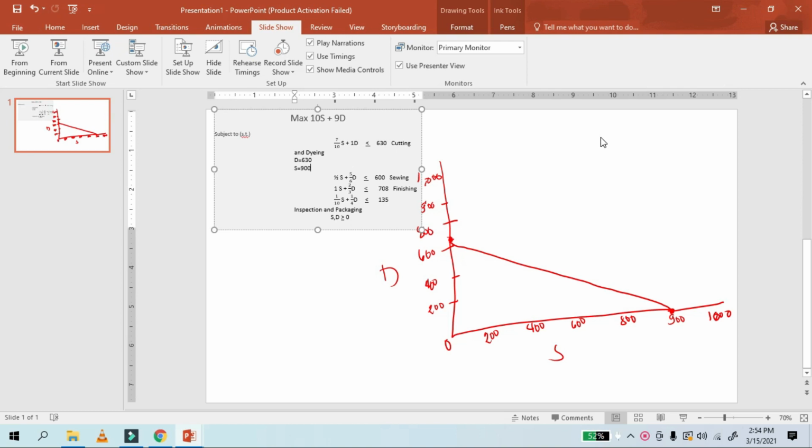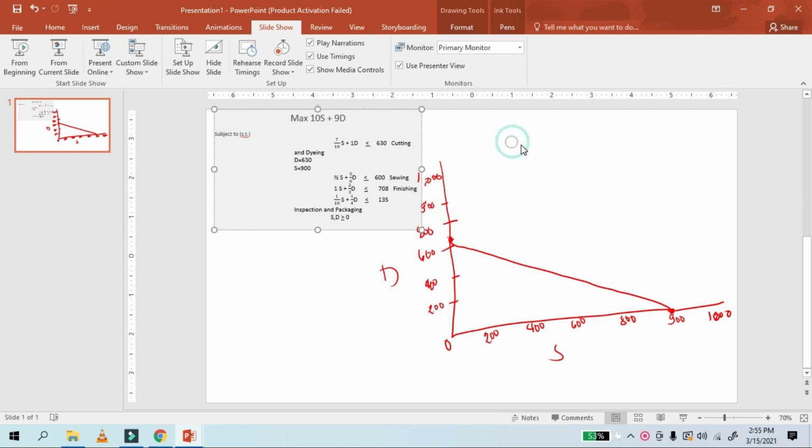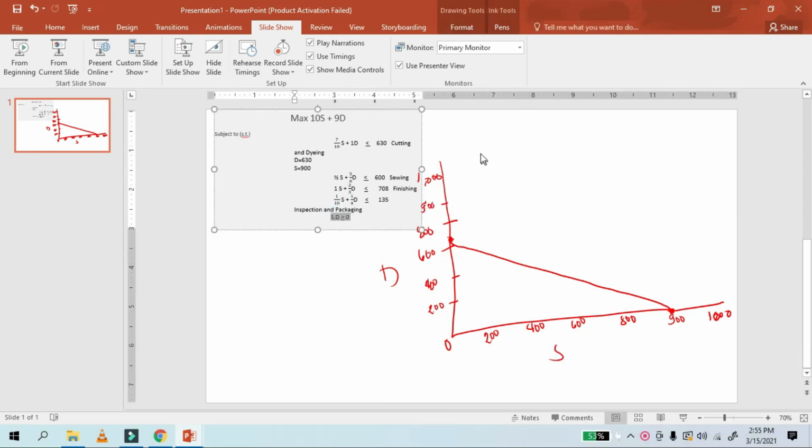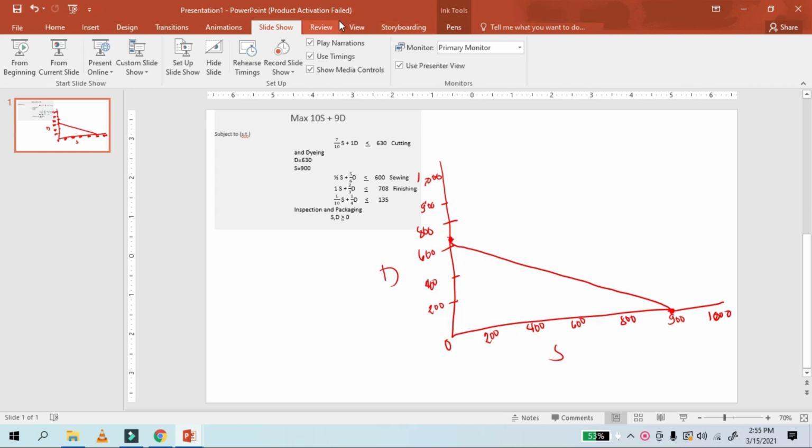Okay, class. Another constraint that we have in our mathematical model is the sewing. Our constraint is one half. Sorry, I can't write.